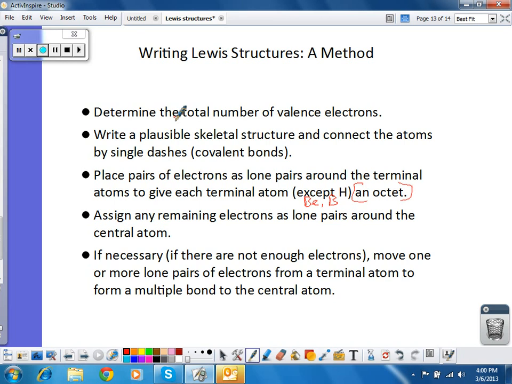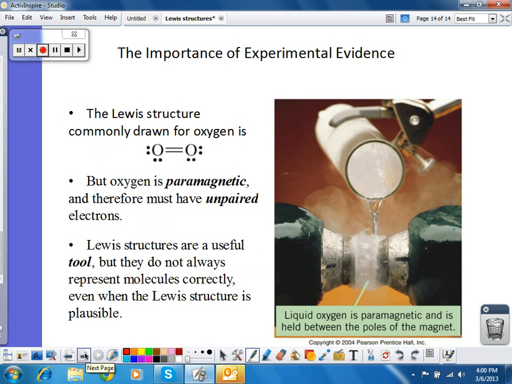As a final note, although we use Lewis structures to represent molecules, they're not always the best representation. For example, any book will have oxygen's Lewis structure like that. That is the accepted Lewis structure for oxygen. However, oxygen is paramagnetic. You can induce magnetism in oxygen, as is demonstrated in this picture where this is liquid oxygen being held suspended between 2 magnets.